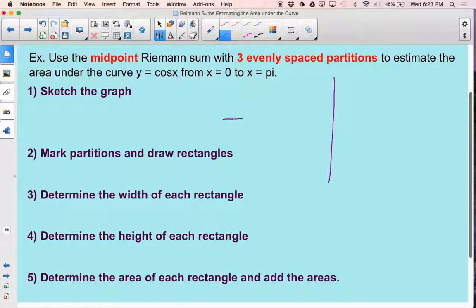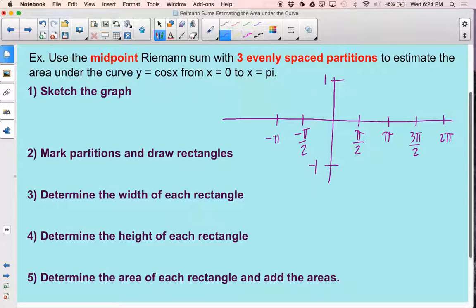So first thing is you got to remember what cosine looks like. Cosine starts at 1 and goes down to negative 1. And we number by pi over 2. So pi over 2, pi, 3 pi over 2, 2 pi. Negative pi over 2, negative pi, negative 3 pi over 2, and negative 2 pi. So I'm going to start at 1, midline, bottom, midline, top, midline, bottom, midline, top. And I'm going to connect with a smooth curve.